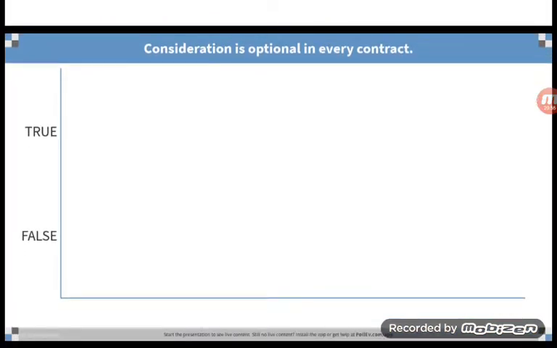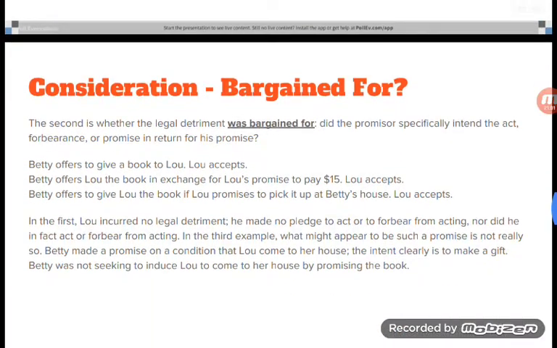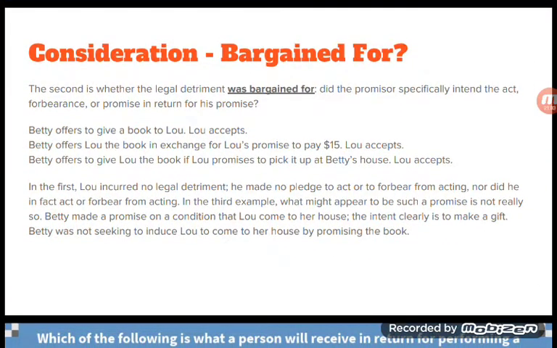Consideration is optional in every contract. False. Consideration is the second element we're concerned with. Consideration needs to be in every contract. Again, it needs to be a bargain for exchange. It can be a forbearance from doing something, but remember, it's got to be something that they could do anyways. It must be a detriment to the person, not something they were required to do anyways.